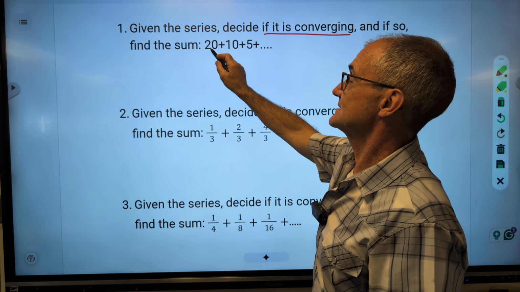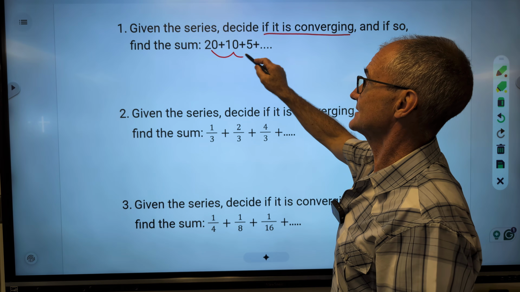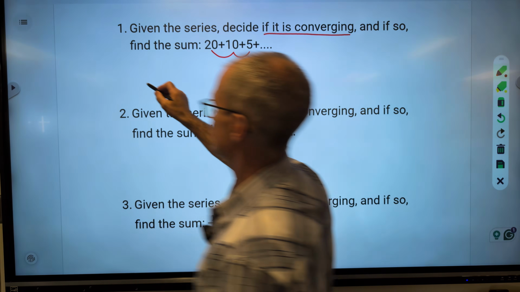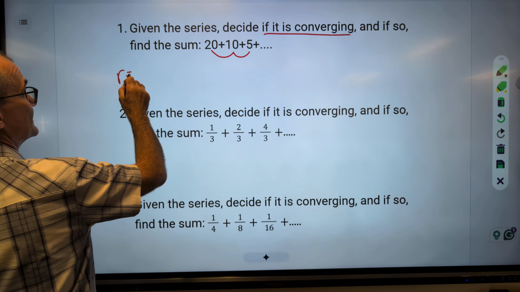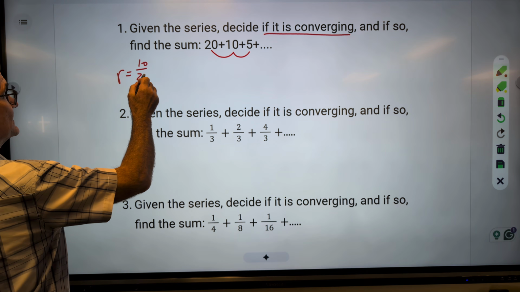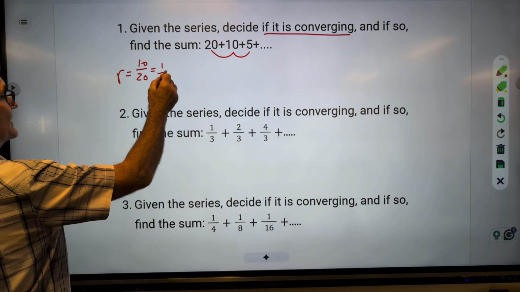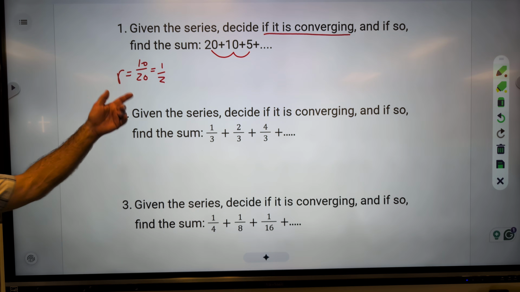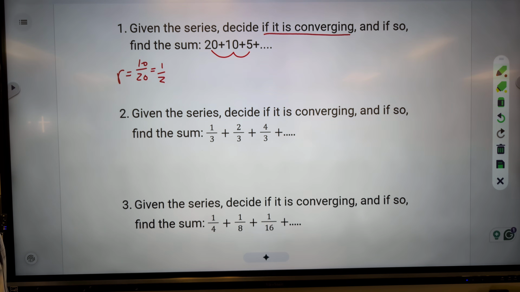I'm going to figure out this is times a half times a half. So I have my common ratio. My common ratio is 10 divided by 20 or 5 divided by 10. My common ratio is a half. It is less than 1, therefore it's converging.